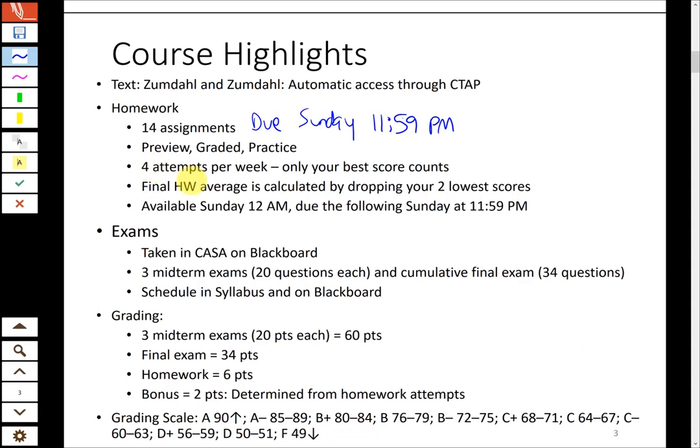The way that we calculate your final homework average, as you'll see later, it's worth 6% of your grade, but we do drop your 2 lowest homework scores for the semester. So out of those 14, your top 12 will actually count towards your final grade at the very end.